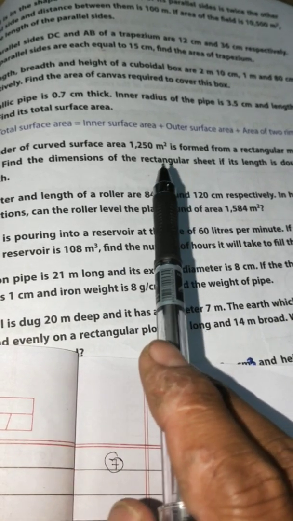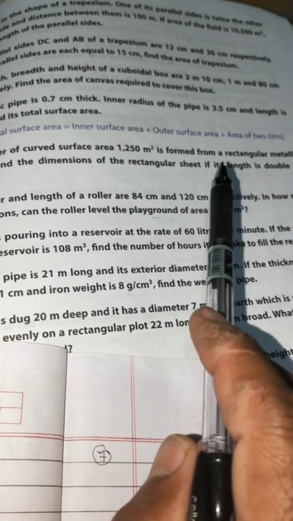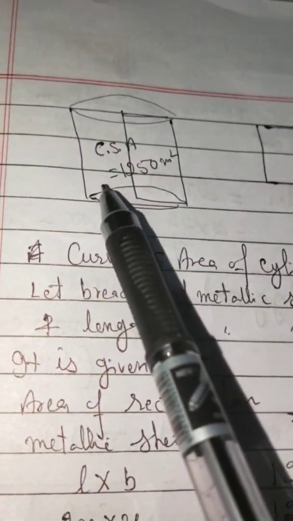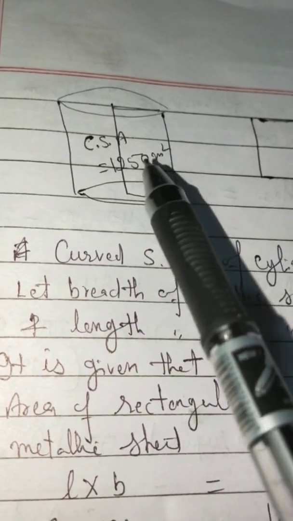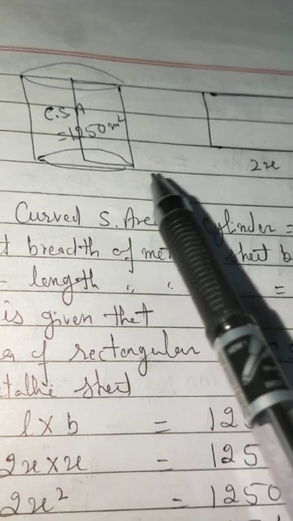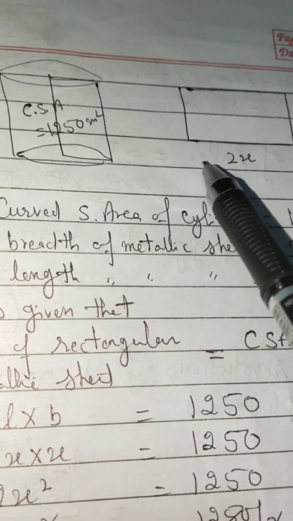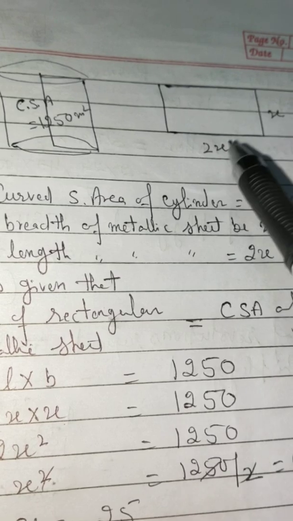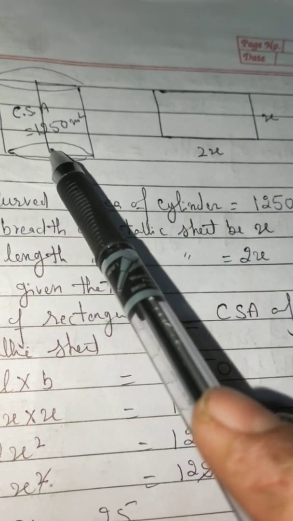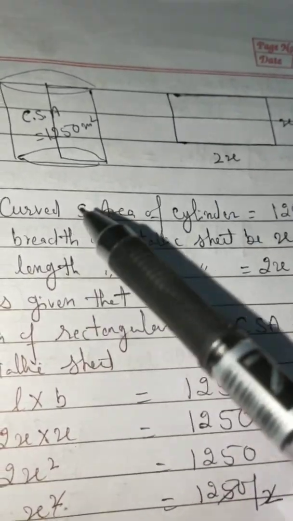Now the length of the rectangle is double its breadth. Let the breadth of the rectangular metallic sheet be x and length is equal to 2 into x, 2x. Now look here, this is your cylinder. Its curved surface area is given, 1250. Now the curved surface area of the cylinder is equal to the area of this rectangular sheet. In the rectangular metallic sheet, the length is double its breadth, and its area is also equal to the curved surface area of the cylinder. So if you make this diagram, it will be very easy to solve this sum.